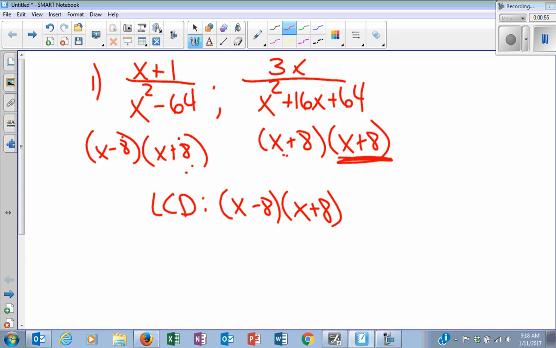So remember I told you, take the one with the biggest power. So I actually need two of them. Because this is missing an x, this will need an x plus 8 in order to match up so that they have 1, 2. And this will need an x minus 8. And that will make them have common denominators.